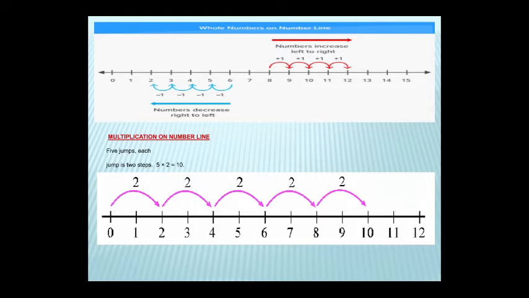So you know that multiplication means repeated addition. Here you have to add 2 five times. 0 to 2, 2 to 4, 4 to 6, 6 to 8, 8 to 10. The answer is 10. Multiplication means repeated addition. For this example, you have to add 2 five times: 2 plus 2 plus 2 plus 2 plus 2 is 10.